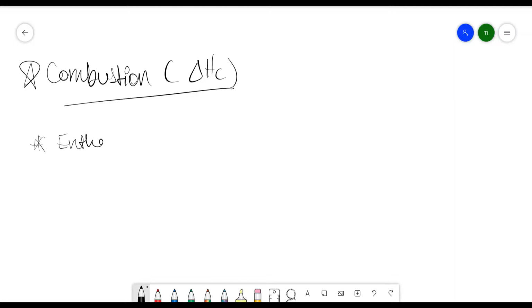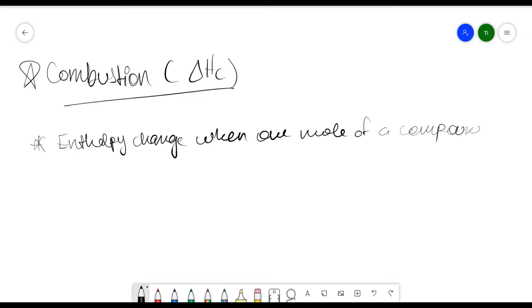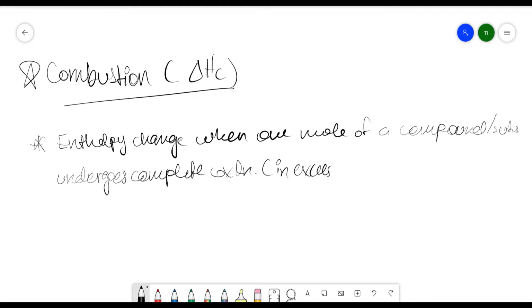So the definition is: enthalpy change when 1 mole of a compound or substance undergoes complete oxidation, right? Undergoes complete oxidation, in brackets you can write in excess oxygen. Yeah, so that is what the enthalpy change of combustion is.